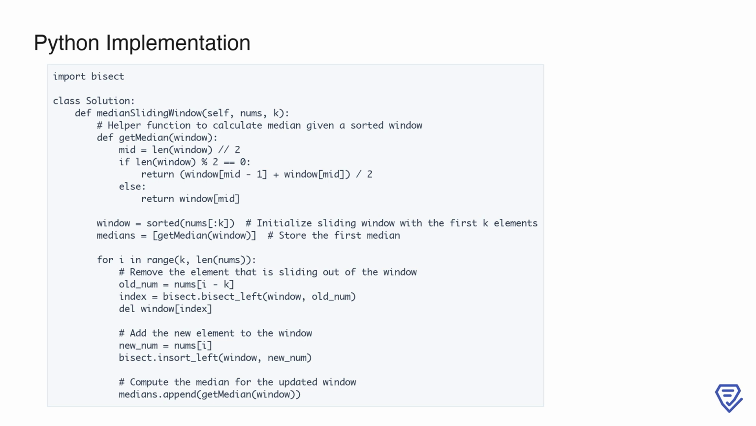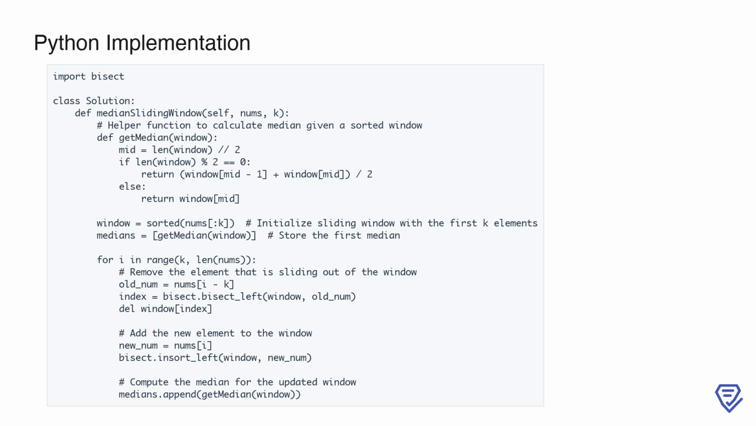Next, we initialize the sliding window by taking the first k elements from nums and sorting them. The median of this initial window is computed using getMedian and stored in the medians list. Then, we start iterating through the rest of the nums array, beginning at index k.